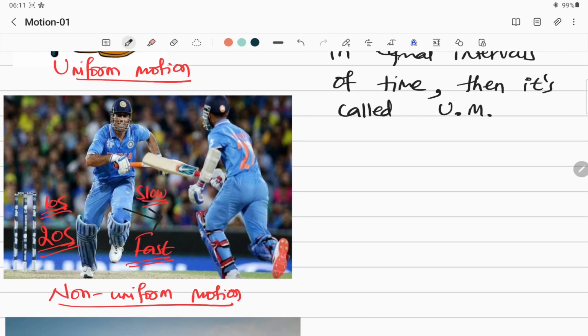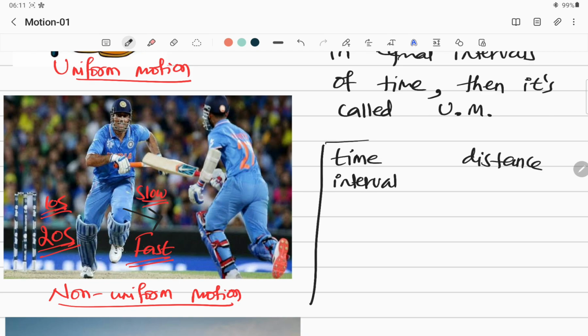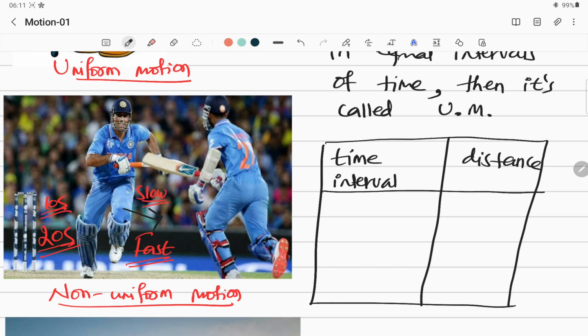Okay, let me give you the tabular representation. For example, you are taking some time interval here, and you are taking some distance traveled here. Now you have checked that, for example, from 0 to 5 seconds the distance traveled is 10 meter. Again, from 5 to 10 seconds, you have checked the distance traveled is 20 meter.